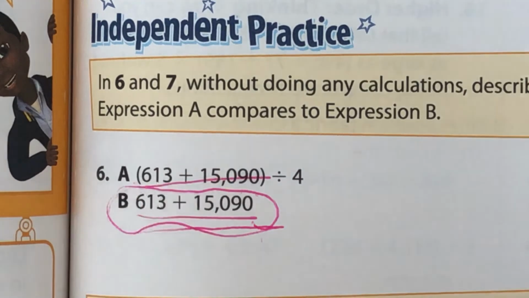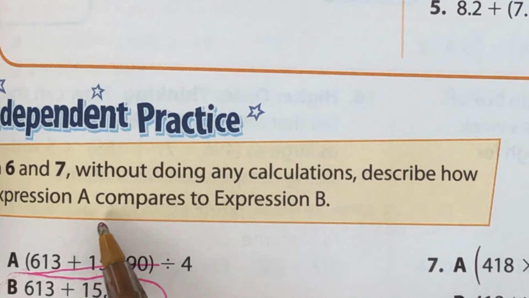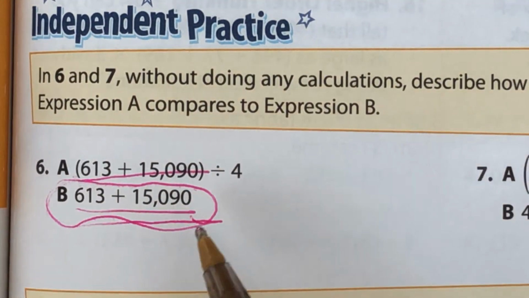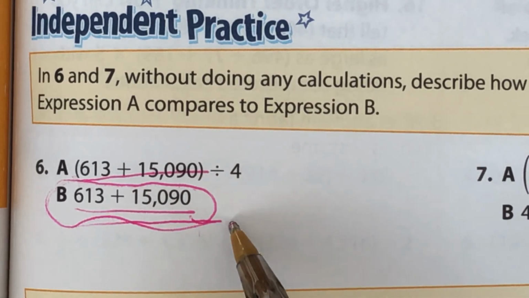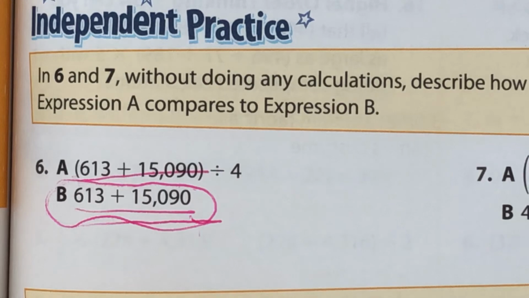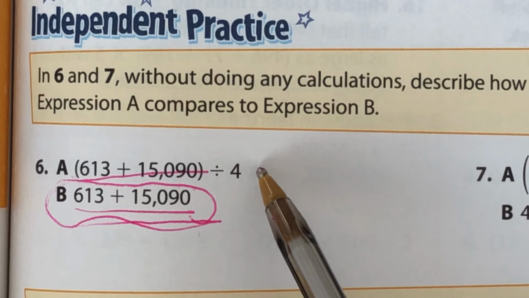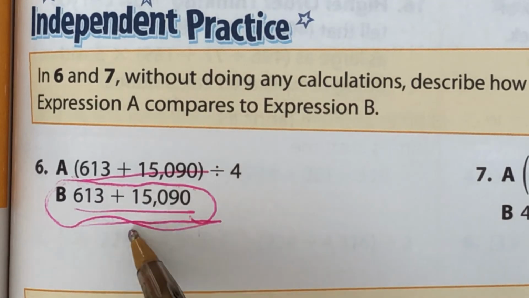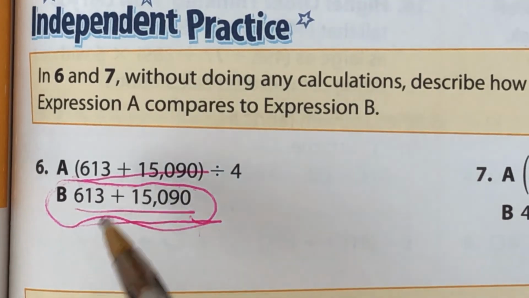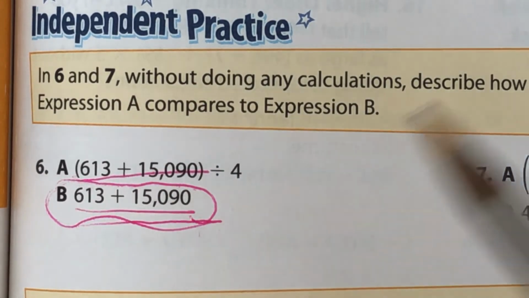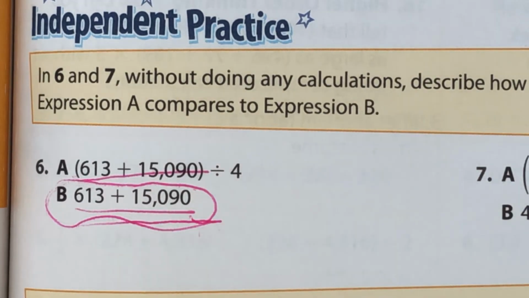And the directions for this problem say, without doing any calculations, describe how expression A compares to expression B. So how would you say expression A compares to expression B? Well, what I would say is that expression A is 4 times less than expression B, or expression B is 4 times greater than expression A. But there are a lot of other ways you can compare. You can say that expression A is being divided by 4 when expression B is not. There are a bunch of different ways you can describe that.